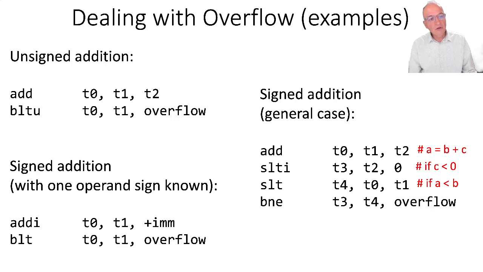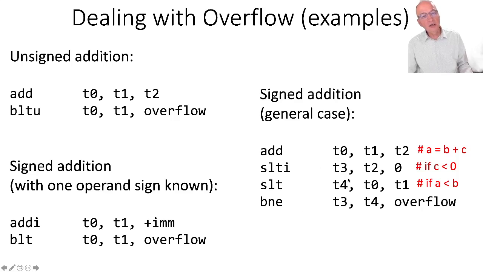So if C is negative, then A has to be less than B. And if C is positive, A cannot be less than B. That's the logic here. So if you look at what's happening here, the first test is to say if C is negative, then A has to be less than B. Or if C is not negative, A cannot be less than B. So those two values either have to be both 1 or they have to be both zeros.